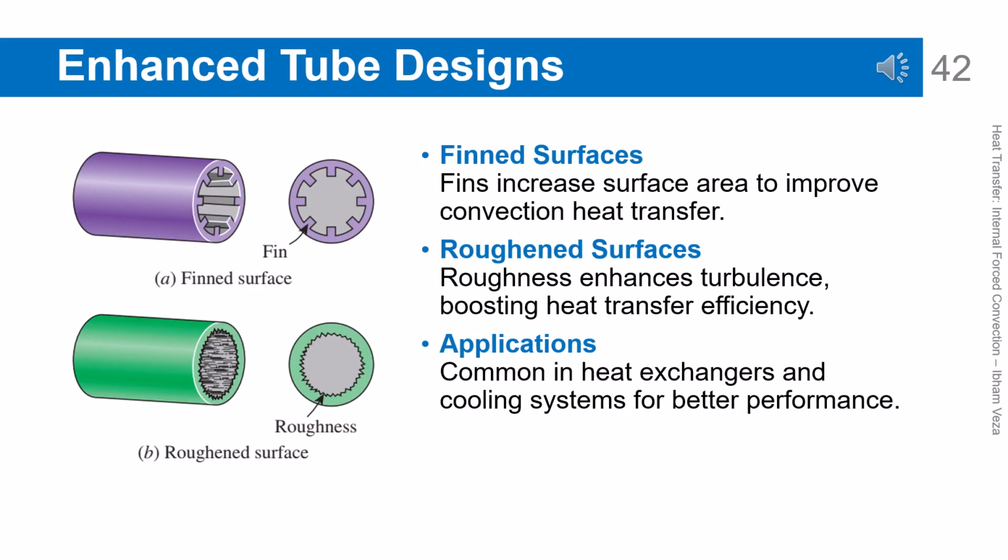Enhanced tube designs. Finned surfaces are used to increase the heat transfer surface area. Roughened surfaces can increase turbulence and enhance convection. Both methods aim to increase the heat transfer rate without significantly increasing the equipment size. These techniques are widely used in compact heat exchangers and cooling systems. However, performance improvement is usually accompanied by an increase in pressure loss.